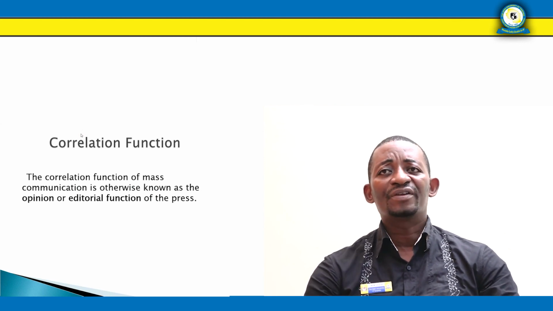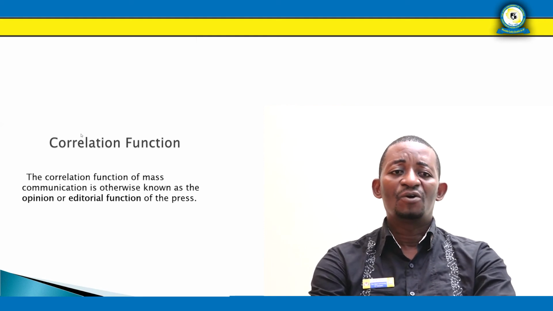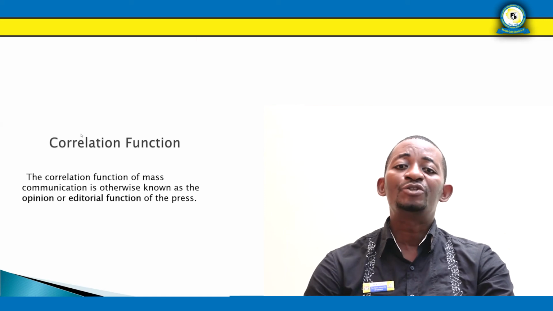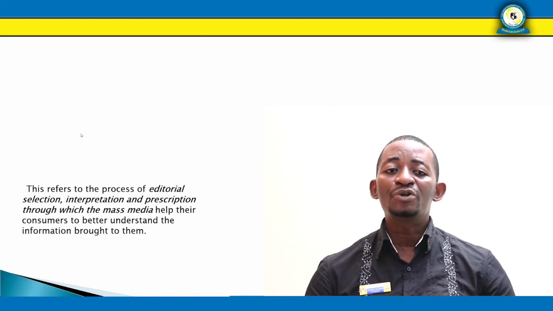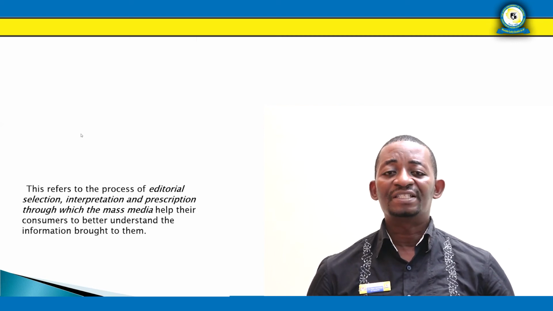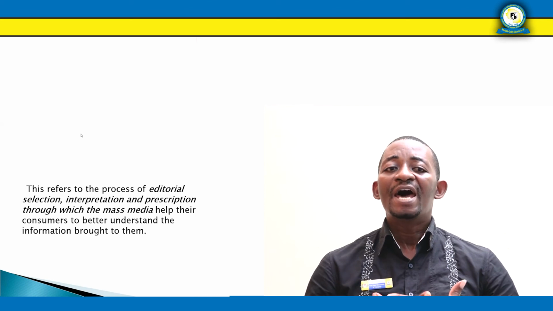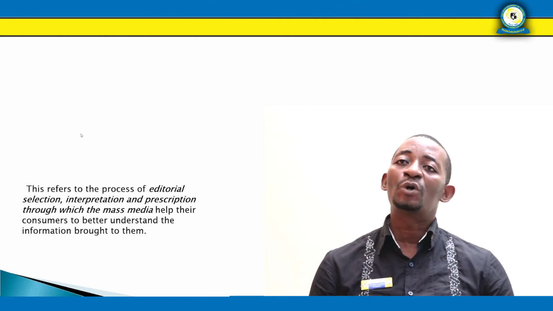We also have the correlation function. The correlation function of mass communication is otherwise known as the opinion or editorial function of the press. This refers to the process of editorial selection, interpretation and prescription, through which the mass media help their consumers to better understand the information brought to them.